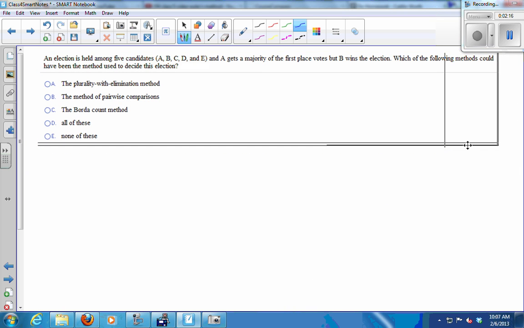Okay, so we have an election held among 5 candidates. A has a majority of the first place votes, but B wins the election. Which method could have been used? Okay, so we're looking for methods where it's possible to get a majority but lose. So it's definitely not plurality, because in plurality, if you have a majority of the votes, then you automatically have the most votes.